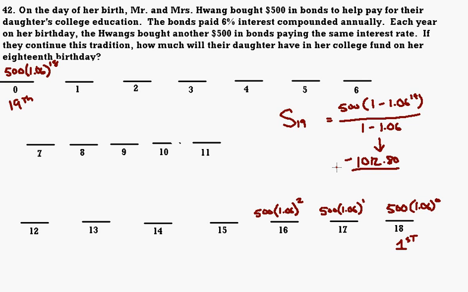If I subtract 1.06 from 1, I get negative 0.06. A negative divided by a negative gives you a positive. So if I divide 1012.80 by 0.06, I get $16,879.99. Well, it rounds out to $16,880.